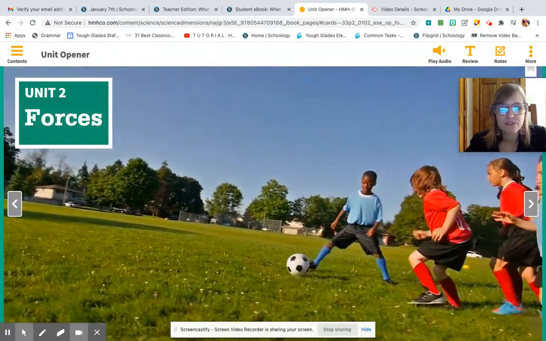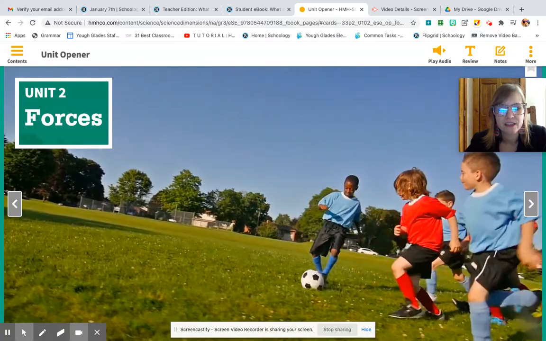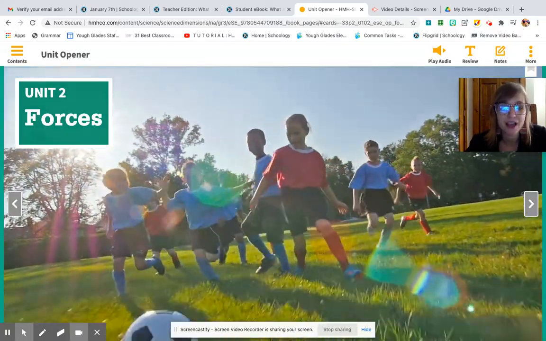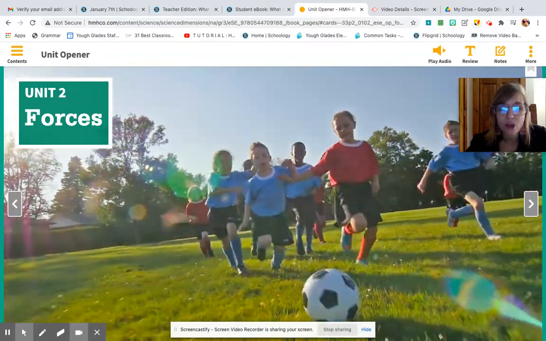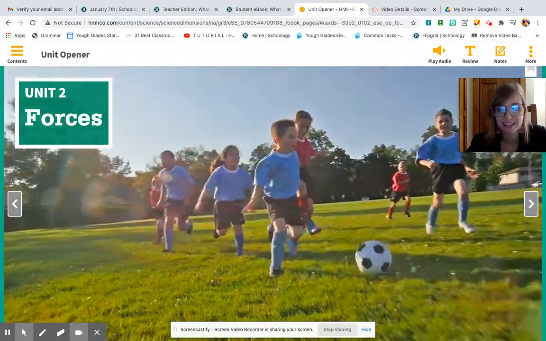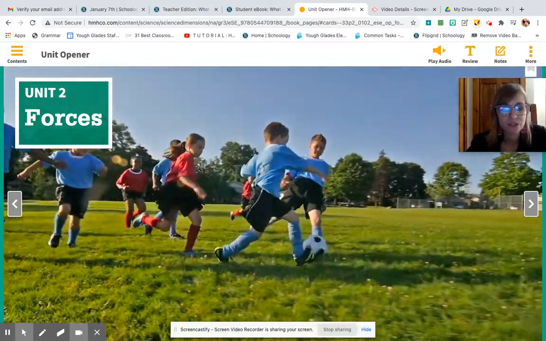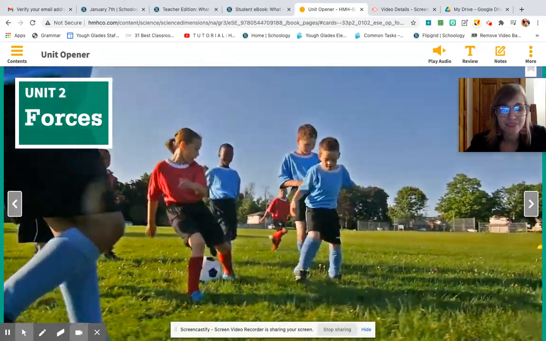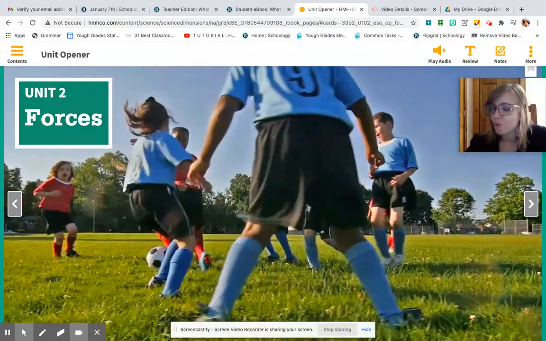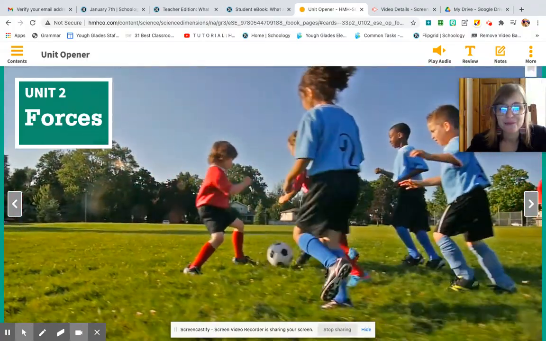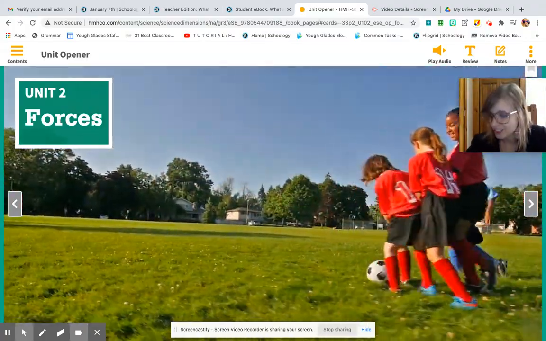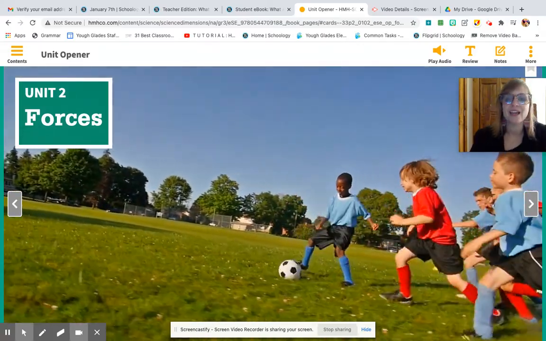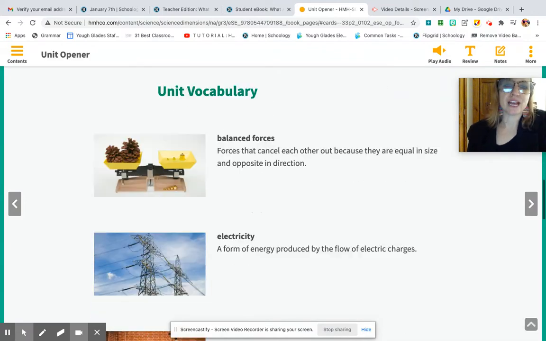So what if you're very far away from the net? You probably need to give it a big push, a big amount of force. Or what if you're just passing it to your team player? What kind of force would you give that? Give the soccer ball then. So that's what we're going to talk about today. We are going to talk about strong and weak forces. Let's come down here to our vocabulary.